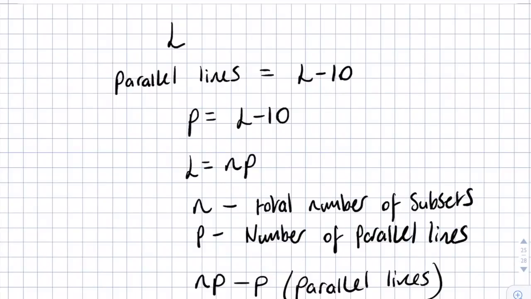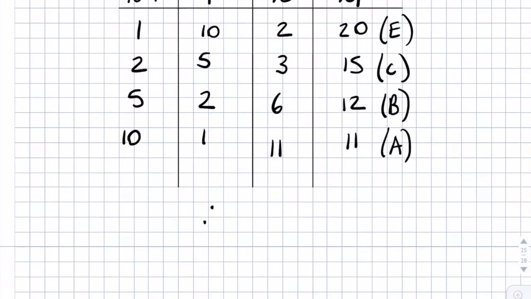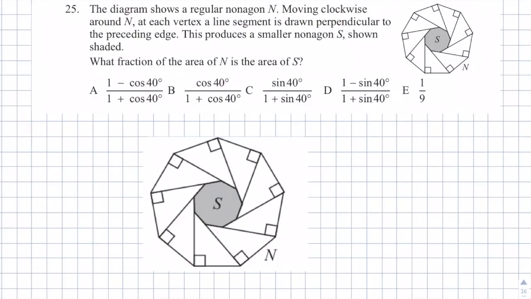The only answer on here which could not be the number of lines within the set is D, 16. So that must be our answer. So therefore, our answer equals D. Question 25, the final question.